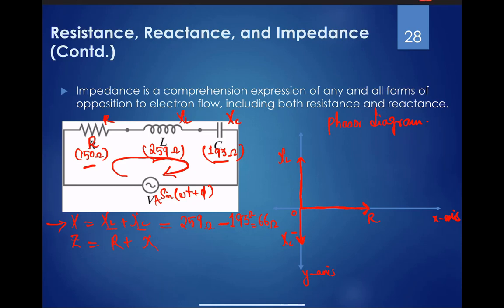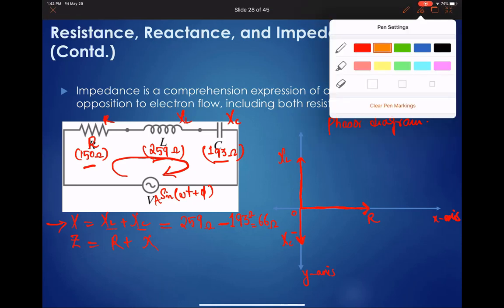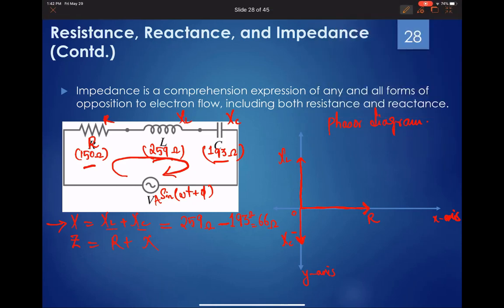Now, if I am going to draw this 66 ohms, which represents the total reactance, because it's a positive value and reactance is on the y-axis, it will be somewhere over here. So say this is my X, which is 66 ohms.